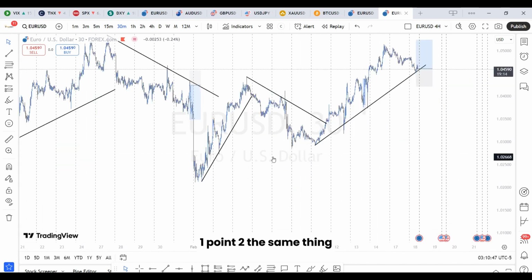The same thing. Next class, I'm going to be teaching you about trend line breakout strategy and how to trade trend line breakout. For example, this trend line breakout strategy. I'm going to teach you how to trade trend line breakout strategy.